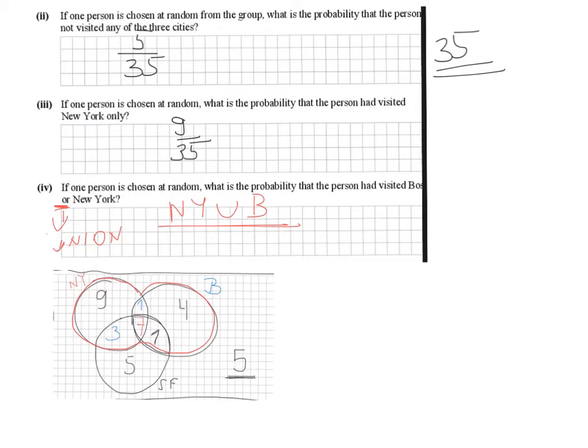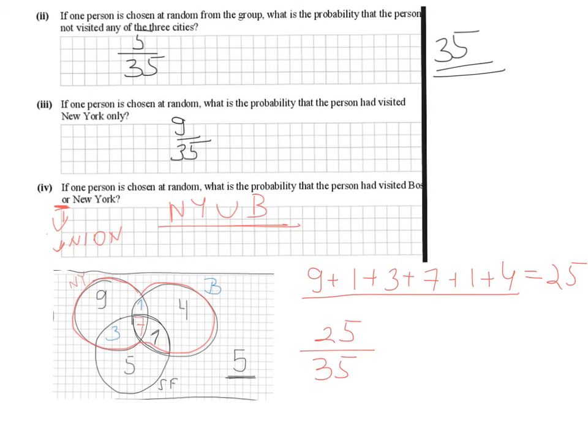Okay? So now we need to add all these numbers. So we have 9 plus 1 plus 3 plus 7 plus 1 plus 4. So these are all the people who visited New York or Boston, okay? And this is 10 and 10 and 5, 25 altogether. And this is still probability. So 25 all over 35. Okay, of course you can simplify it. If you divide it by 5, you have 5 over 7.